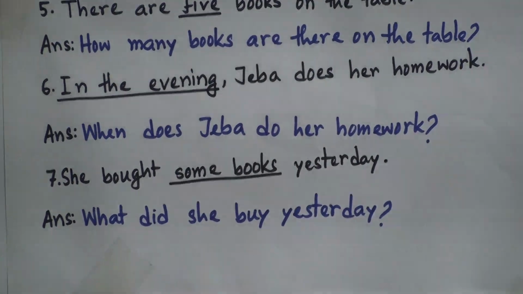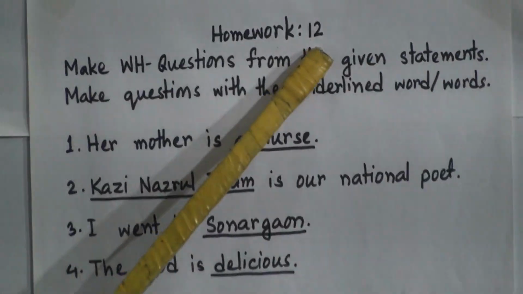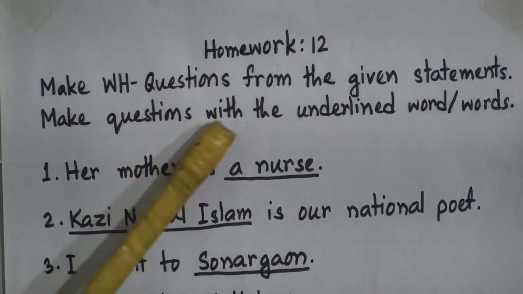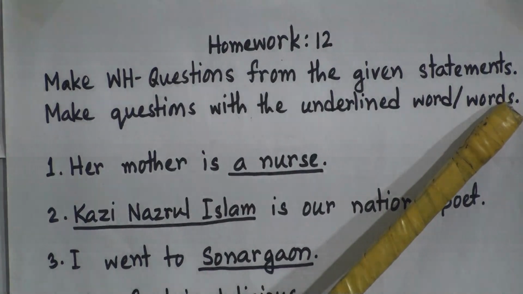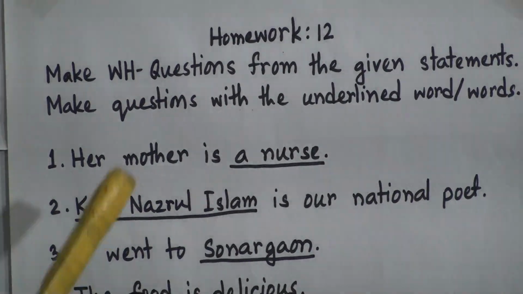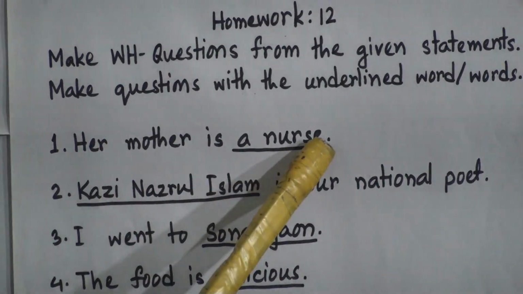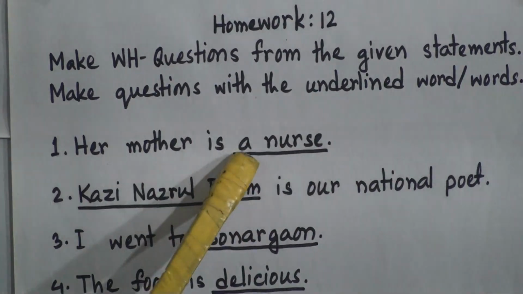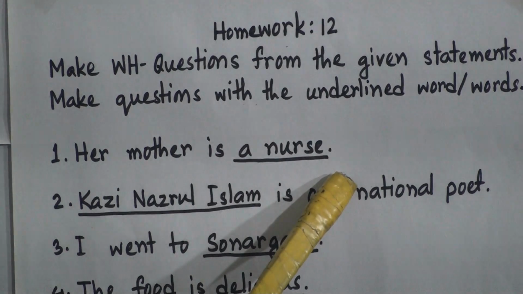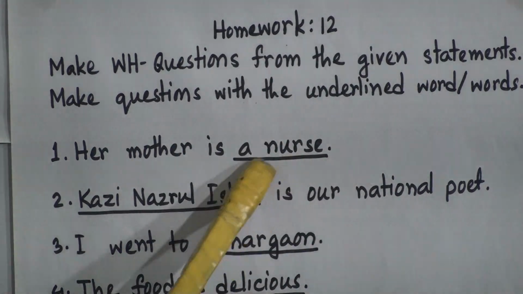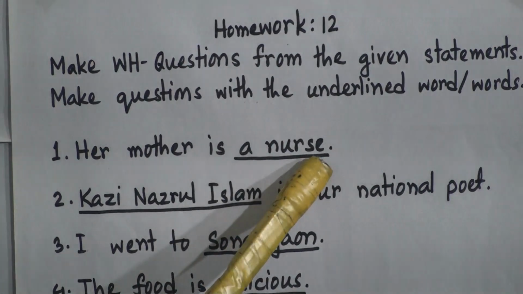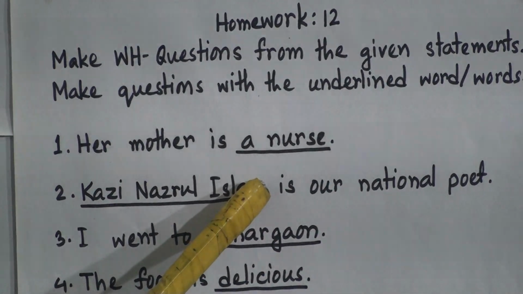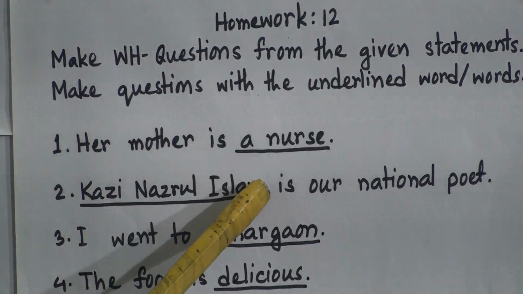And now look, there is the homework for you. This is homework number 12. Make WH questions from the given statements. Make questions with the underlined word or words. There are 5 sentences. Number 1, her mother is a nurse. The word nurse is underlined. That means we want to know the profession. And you will start your question with what?